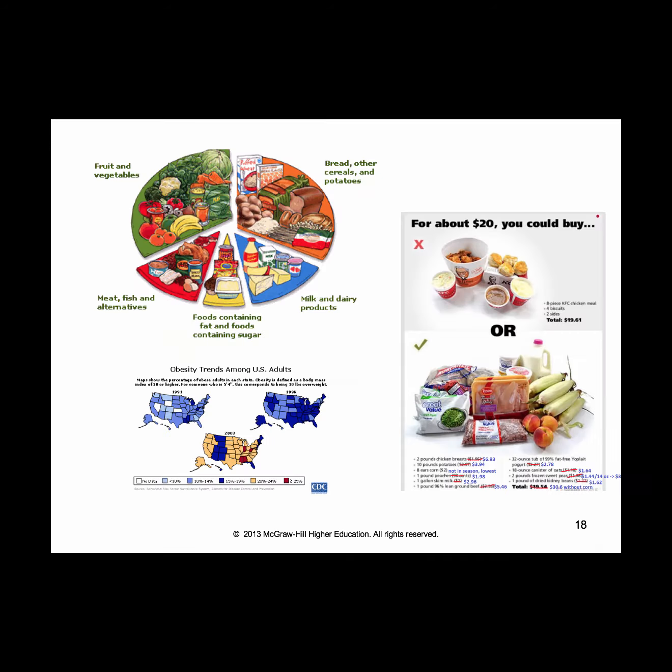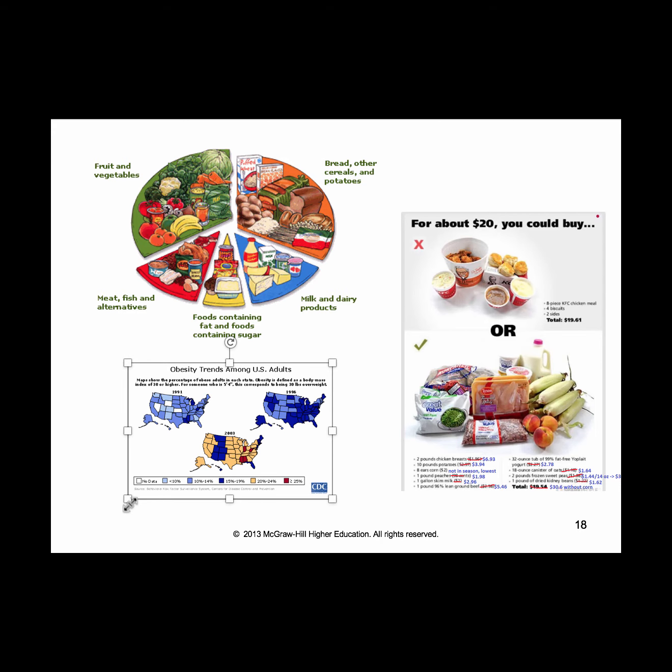So here's a couple. Here is a pie chart of what your plate should look like, and I think that's cool because it actually looks like a plate and tells you how much of everything you should be eating in a typical meal. I think this one is impactful when it says for about $20 you could buy all of this KFC, and it tells you the price there for 1961, or it tells you you can buy all of this much healthier selection for a similar amount of money there, and it's a lot more food, as you can see.